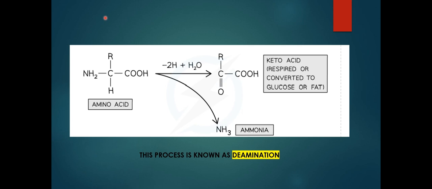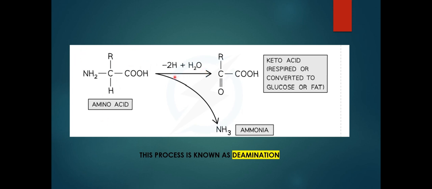So how is this group removed? Well, what happens here is that this NH2 group is just removed, and two hydrogen and water is added, and a keto acid is formed. Remember that it's an acid because there's a carboxyl group here, and there's a double bond O here, so it's called an acid. So always remember how it is removed: NH3, hydrogen, and water is added.